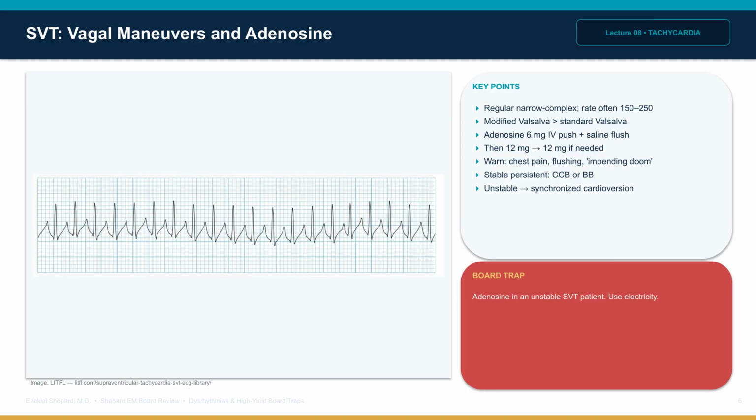Unstable SVT gets synchronized cardioversion. The classic distractor, giving adenosine to a wide irregular tachycardia that turns out to be pre-excited atrial fibrillation. It can degenerate to ventricular fibrillation. Adenosine is contraindicated in known WPW and should be avoided in irregular wide complex rhythms. Also avoid in severe reactive airway disease, where it can trigger bronchospasm. Next step when adenosine fails in stable narrow regular SVT is a calcium channel blocker like diltiazem or a beta blocker. Never both stacked, given the risk of additive AV block and hypotension.